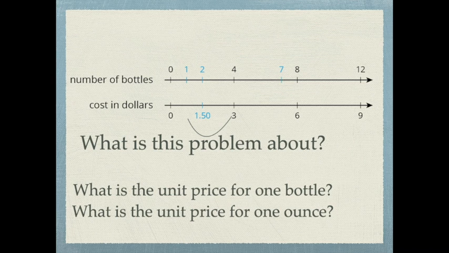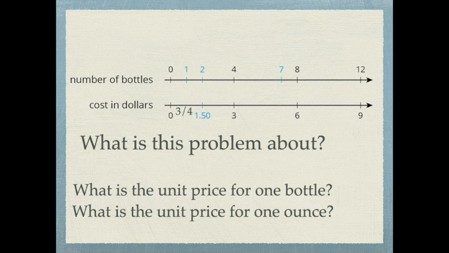Okay, 3 divided by 4 is actually a lot easier than you think. 3 divided by 4 is 3/4. So in this example, 1 bottle would cost 3/4 of a dollar. And 3/4 is 75 cents. So the unit price for 1 bottle is 75 cents.